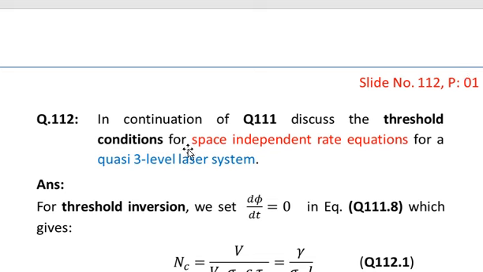Question is, in continuation of question 111 or slide number 111, discuss the threshold conditions for space independent rate equations for a quasi 3-level laser system.